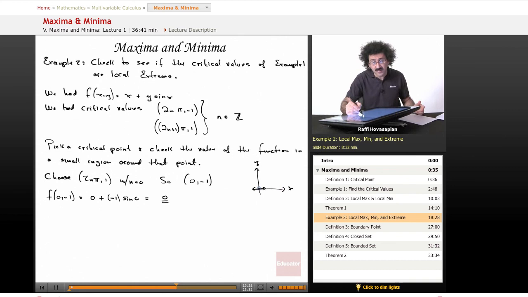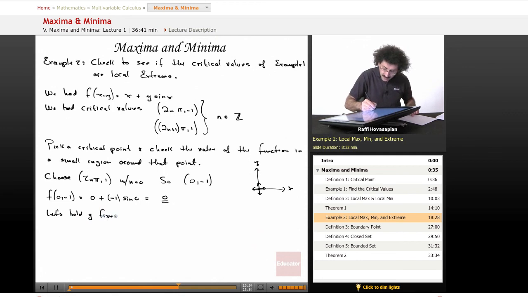I'm going to hold x fixed, and move a little bit in the y direction that way, and a little bit in the y direction that way, to check to see what happens to the function. And hopefully those movements will tell me what's going on. So that's what I'm going to do. Let's hold y fixed first.